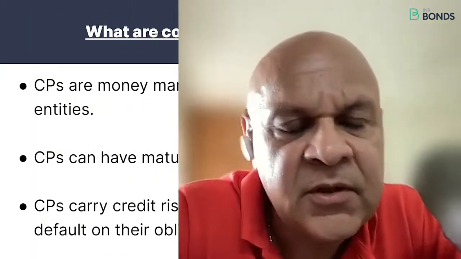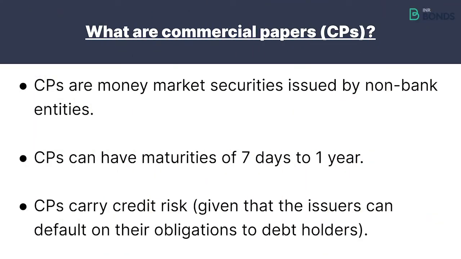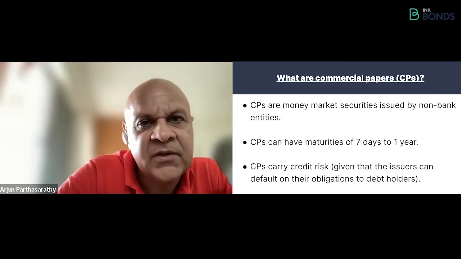What are commercial papers? So commercial papers are what you call money market instruments carrying a maximum maturity of 1 year, and they are issued by corporates or NBFCs, largely for augmenting short-term borrowing requirements of these corporates, mostly for working capital purposes or other short-term purposes.